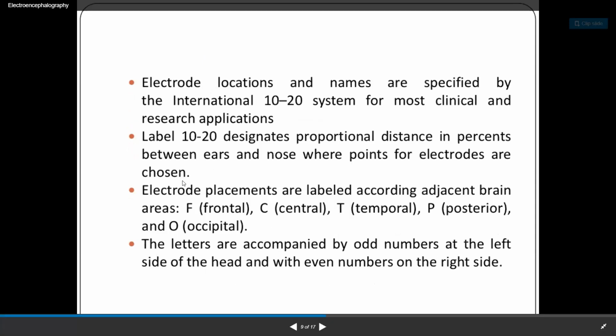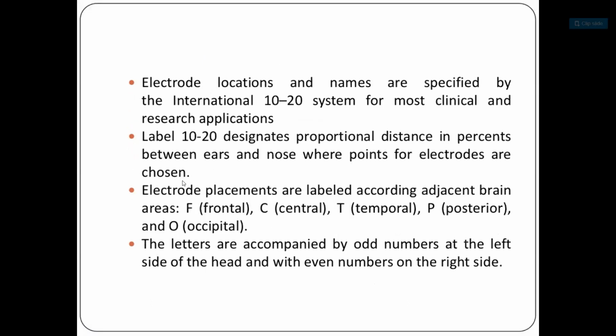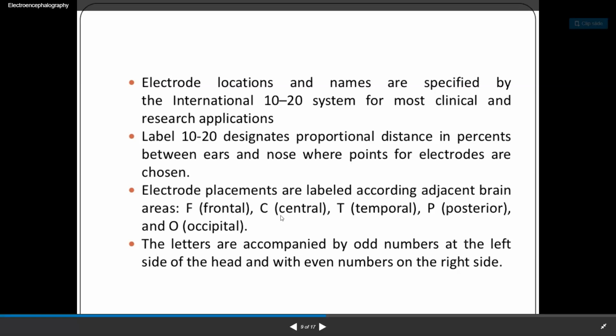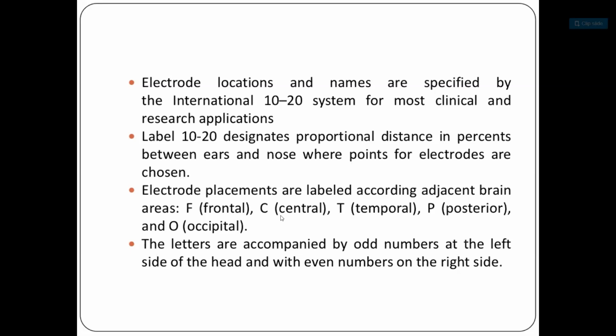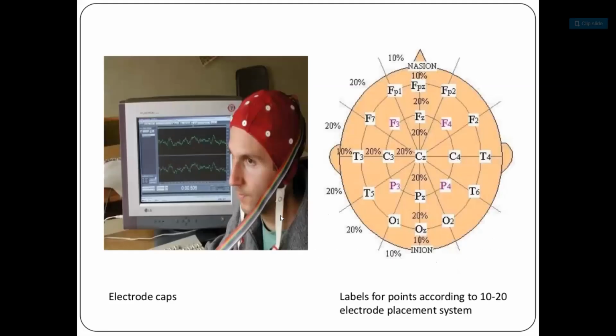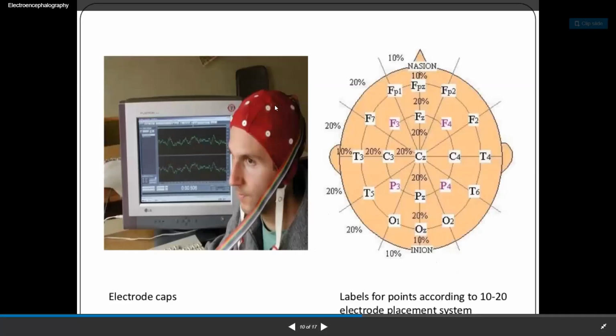The label 10 to 20 designates the proportional distance between the ears and nose where points for electrodes are chosen. Electrode placements are labeled according to adjacent brain areas: F for frontal, C for central, T for temporal, P for posterior, and O for occipital. The letters are accompanied by odd numbers on the left side of the head and even numbers on the right side. So this is the placement of the electrodes.